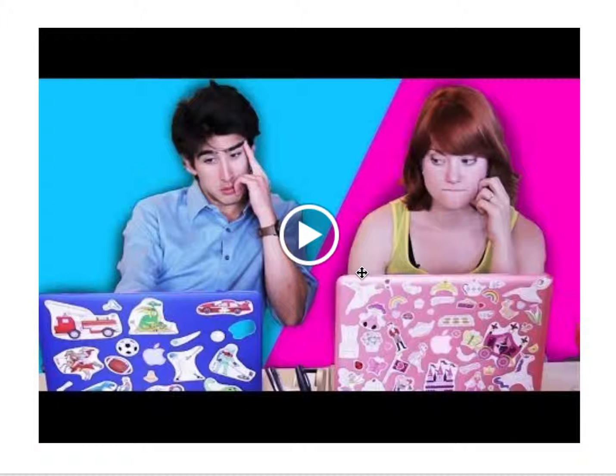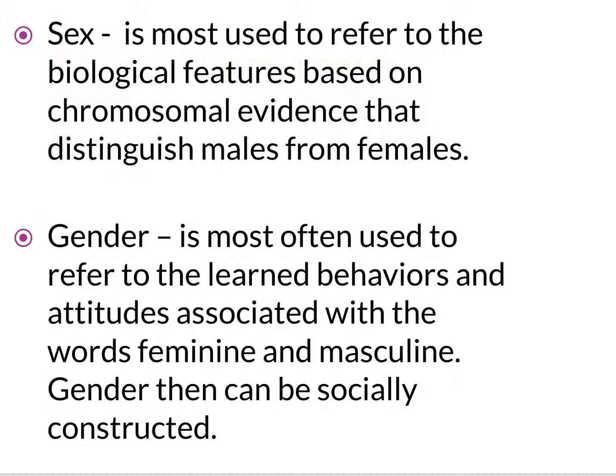Okay, I love this one because it talks about gender roles. It's an older BuzzFeed video, but I think it's still relevant and it's still very good. Okay, so let's talk about sex. So sex is most used to refer to biological features based on chromosomal evidence that distinguishes males from females. So that's the historic definition of sex. And so now it's basically the textbook definition of what makes a male male and what makes a female female. Standard historic textbook definition.